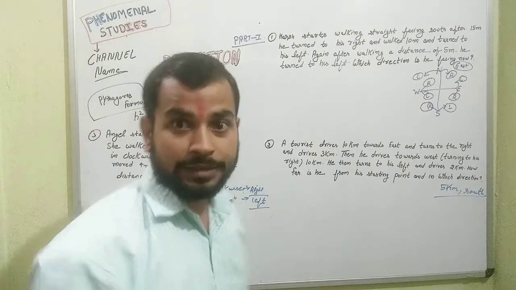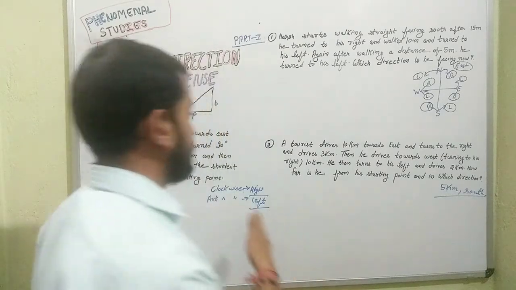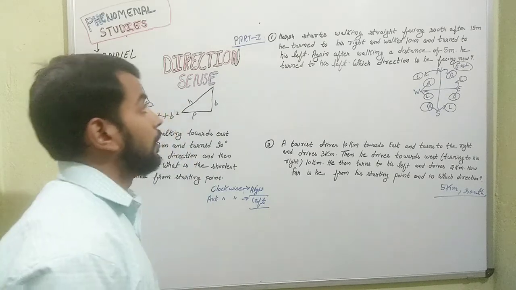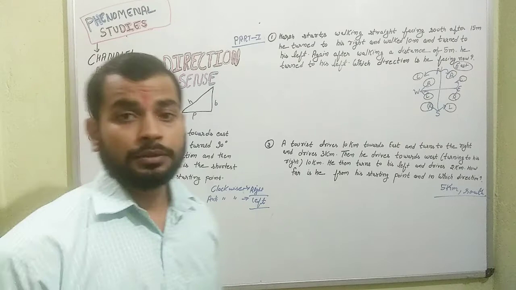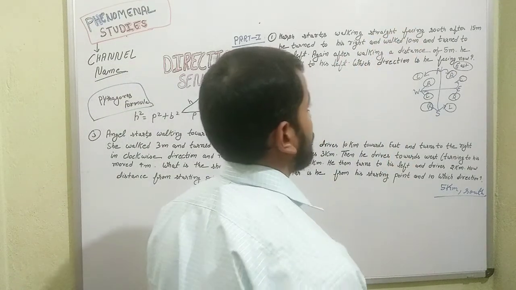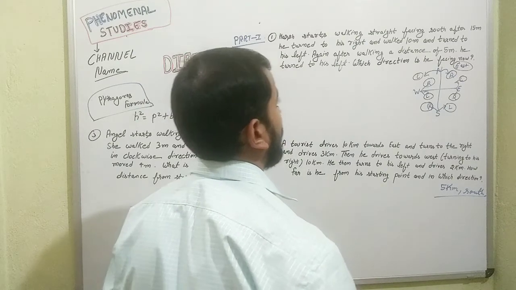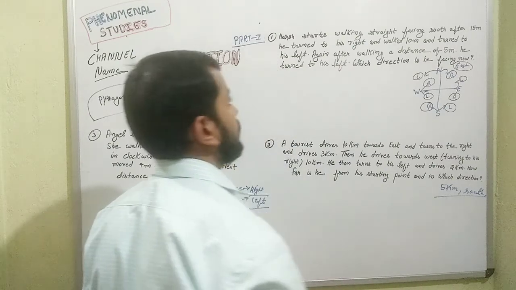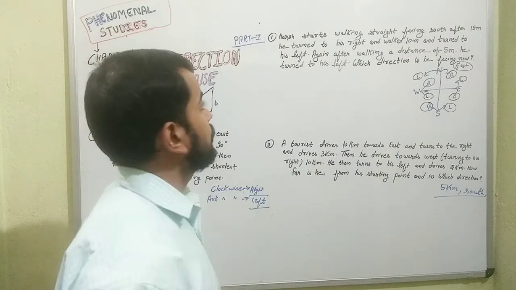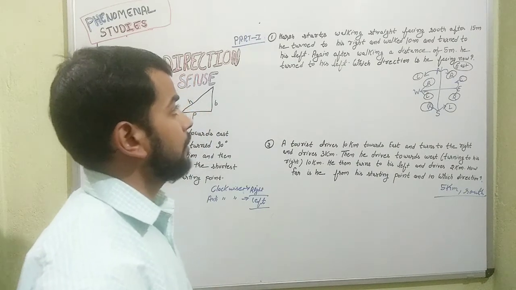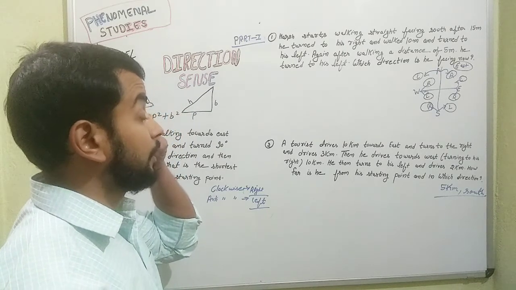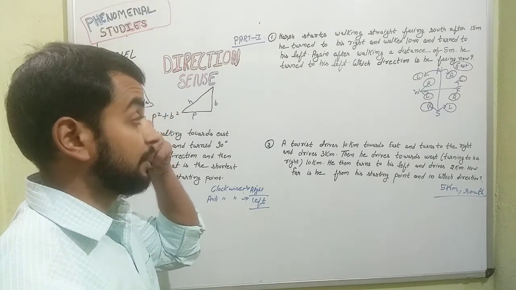So welcome back, guys. Here are the 3 questions which we have to discuss right now. The first one: Harsh starts walking straight facing south, and after 15 meters he turned to his right and walked 10 meters, then turned to his left, and after walking a distance of 5 meters he turned to his left. In which direction is he facing now?